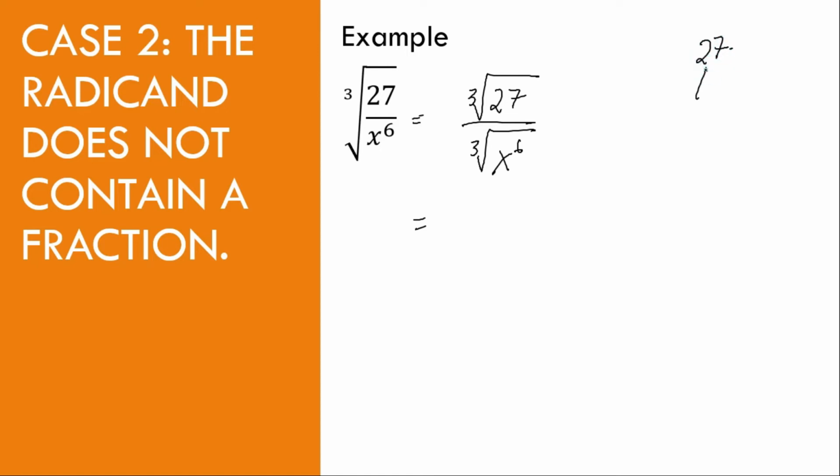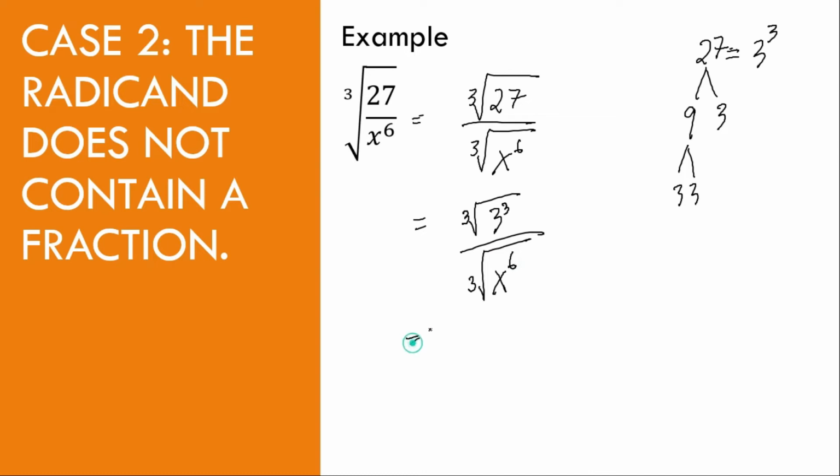Si 27, pwede natin yung kunan ng mga factor. So, by using a factor 3, we have 9 and 3 as its factor. Si 9 naman is 3 and 3, di ba? So, si 27 ay pwede nating i-rewrite as 3 raised to 3. So, cube root of 3 raised to 3 over cube root of x raised to 6.